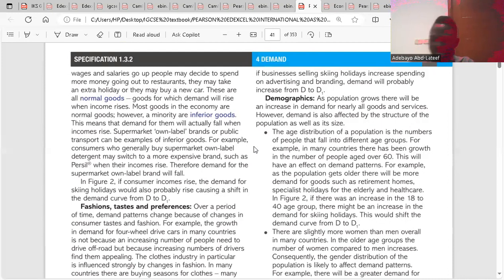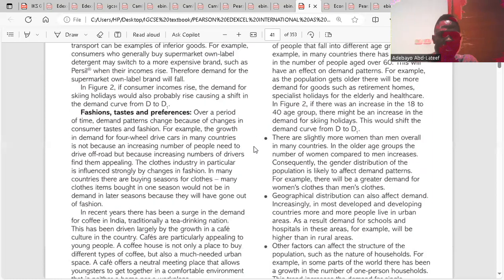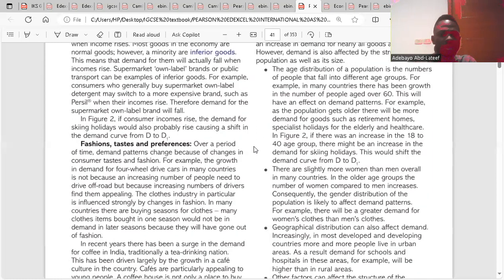Did you get it? Yes. We stop thinking about buying them as soon as our level of income increases. These are what we call inferior goods. But most of the goods available are normal goods. Did you get it? Yes. Okay. So that's about income. I think it's clear.